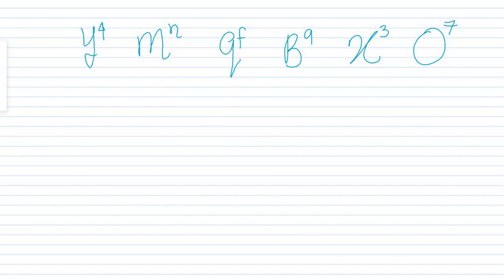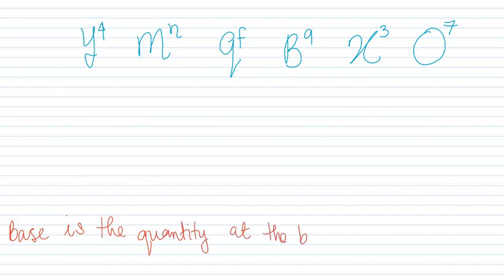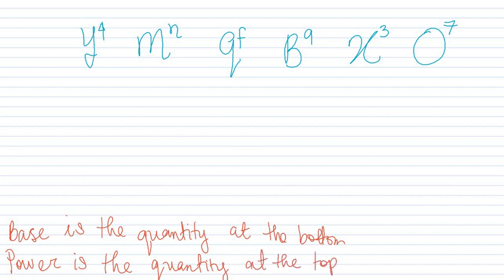This quantity looks like a quantity where there is a base and there is a power. So a base is what is at the bottom. Let me write this at the bottom of the page. A base is the quantity at the bottom, and the power is the quantity at the top. Okay, so now that you already have that, let's start working, right?